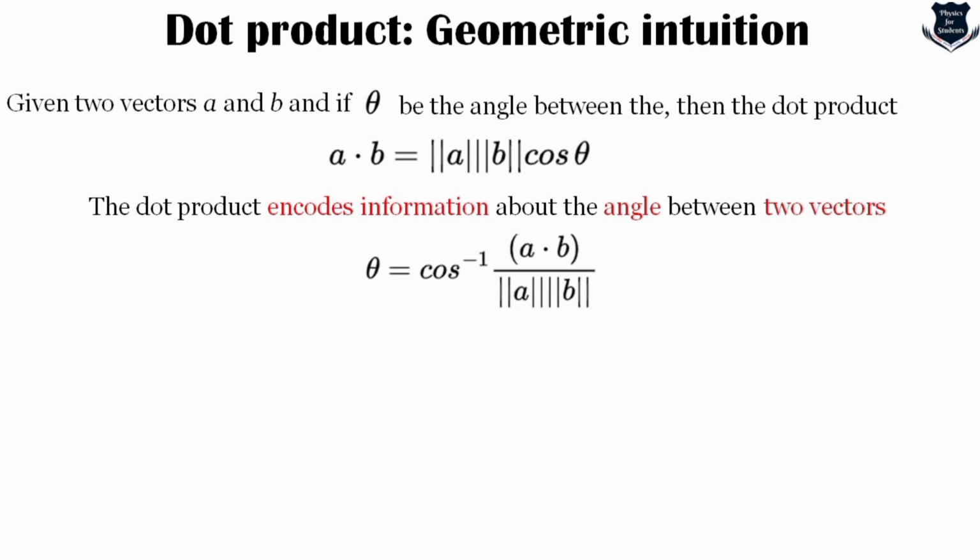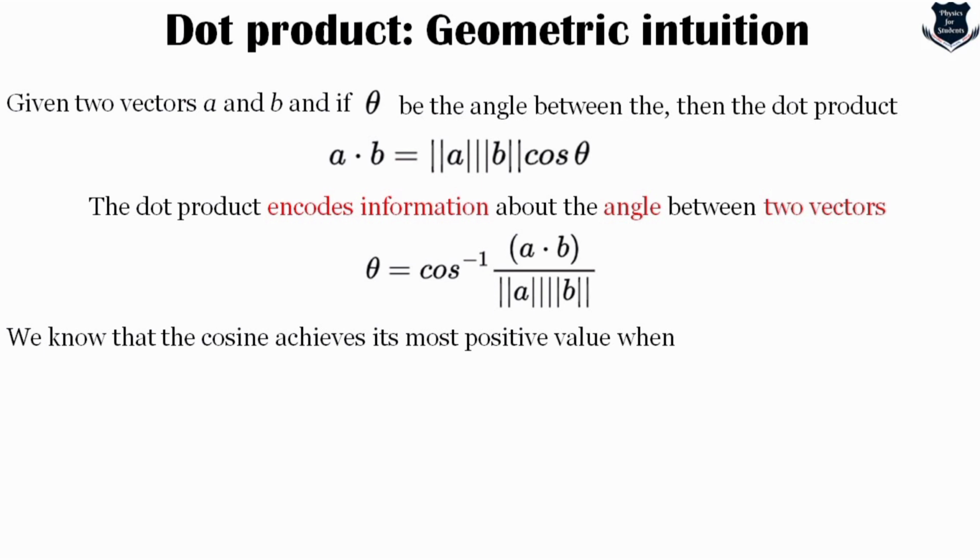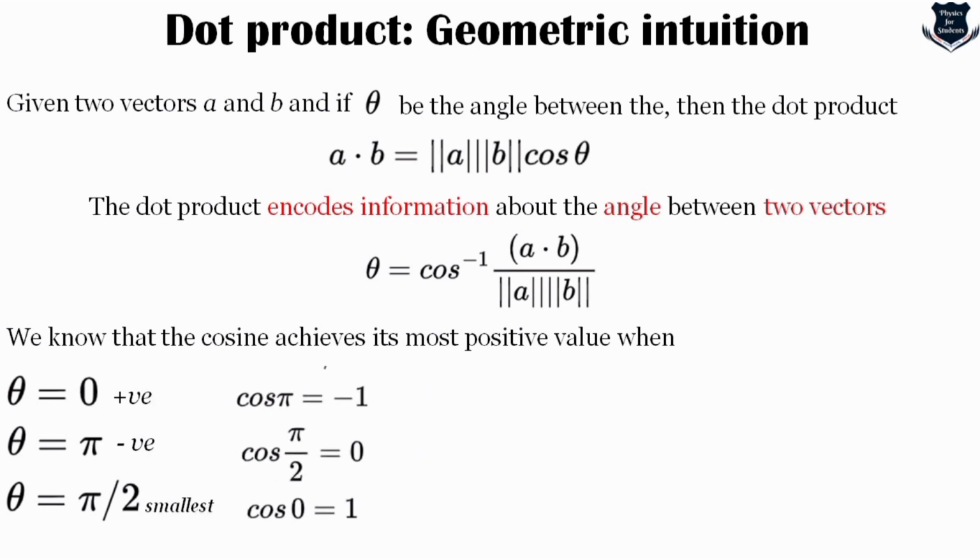Okay. So we can also write theta in terms of the arc cosine, or the inverse cosine. And we know that cosine achieves its maximum value when theta equals 0, that means it's positive. When theta equals pi, it is negative. And when theta equals pi by 2, it is smallest. So explicitly, cosine achieves these values as theta changes: cos pi by 2 equals 0, and cos 0 equals 1. Okay, so far so good.